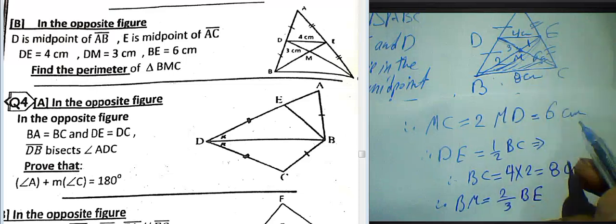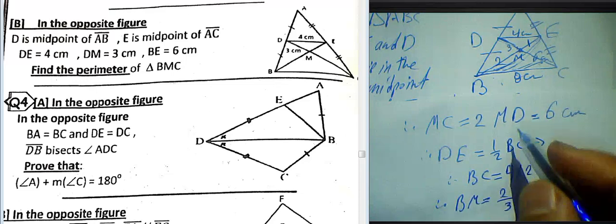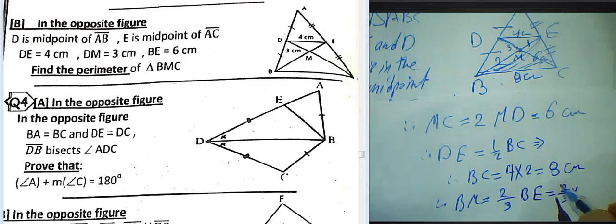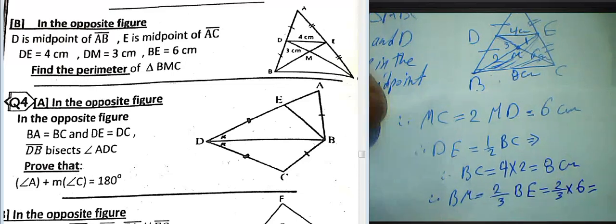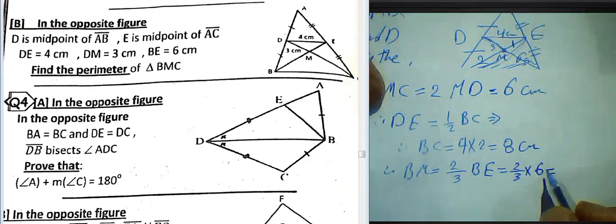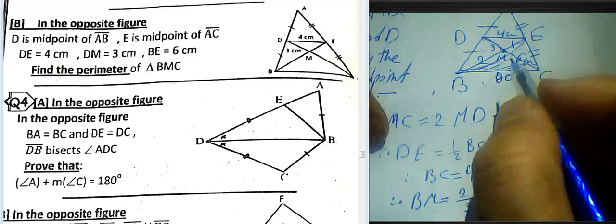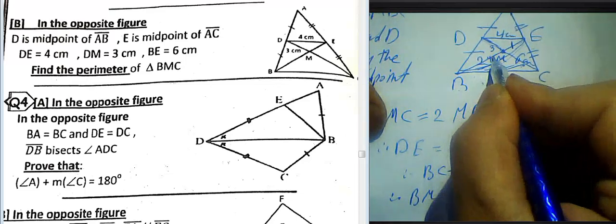BM equals 2 over 3 BE, equals 2 over 3 multiplied by BE. He gave us the length of BE in this example, equal to what? BE equals 6 centimeters. So the result will be 2 over 3 multiplied by 6. It will be 4 centimeters. Then the length here would be 4 centimeters.